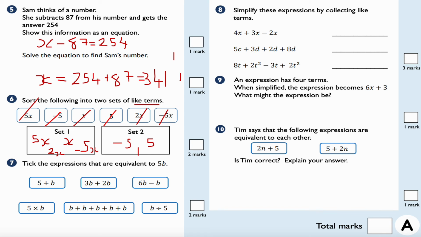This is question number 7. Take the expressions that are equivalent to 5b. 3b add 2b is 5b, so that's correct. 6b take away 1b is 5b, that's correct. 5 plus b is not actually equivalent to 5b. 5 times b is equivalent to 5b. That's right. b plus b plus b plus b plus b, that's equal to 5b, so that's correct. That's b divided by 5, written as b over 5 as a fraction, which is not equivalent to 5b.